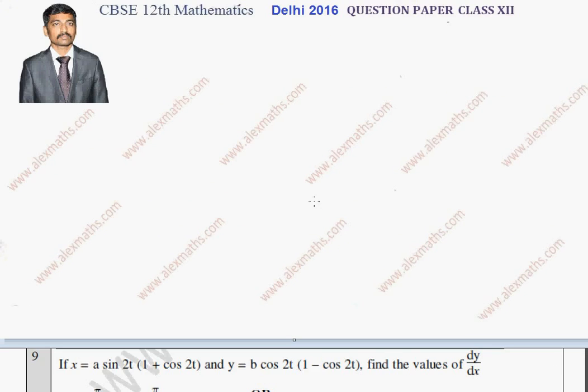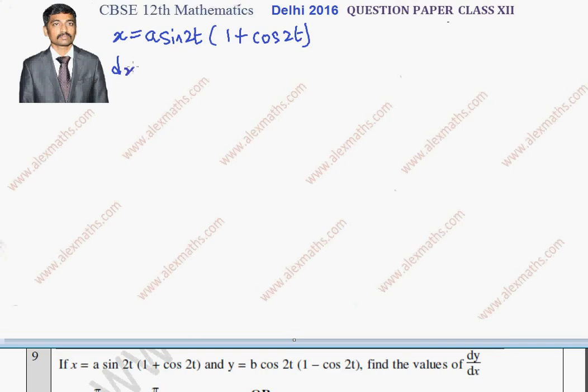Question number 9. If x is equal to a sin 2t into 1 plus cos 2t and y is equal to b cos 2t into 1 minus cos 2t, find the value of dy by dx at t is equal to pi by 4 and t is equal to pi by 3. So the value of x is given as a sin 2t into 1 plus cos 2t.